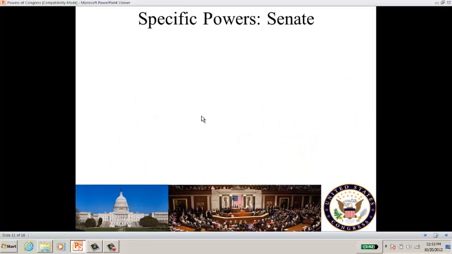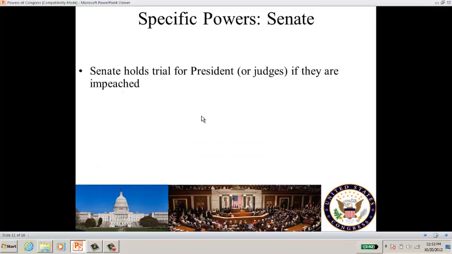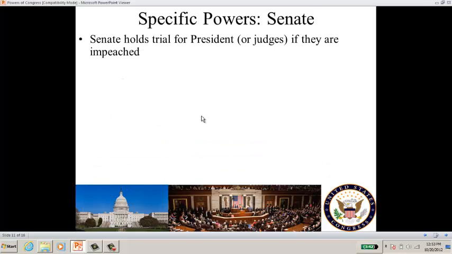Now let's talk about the specific powers of the Senate. Whereas the House gets to impeach or bring the charges against the president, the Senate has to hold the trial for the president or a judge if they are impeached. So you have 100 senators, they will sit and hear evidence and vote, and they need a 67% vote, a 2/3 majority, to convict someone. And actually the Chief Justice of the Supreme Court also gets involved here. He comes over from the Supreme Court and acts as the judge in this trial.